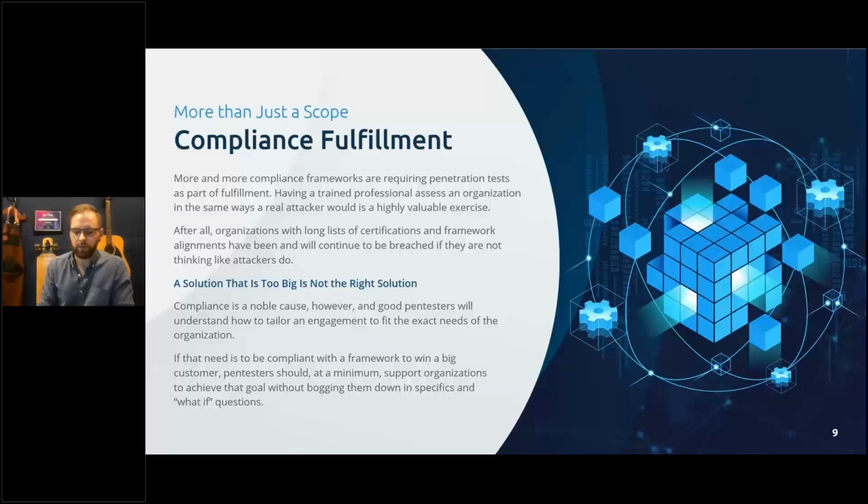So if your penetration tester or your penetration testing team is not focusing, again, on business goals and initiatives, of which compliance is one, to complete that pen test, then that's a red flag. That's a sign you might not be getting the value that you need to get out of it.